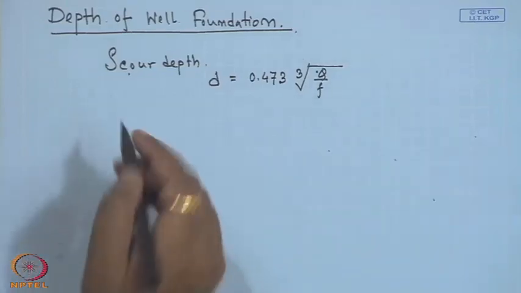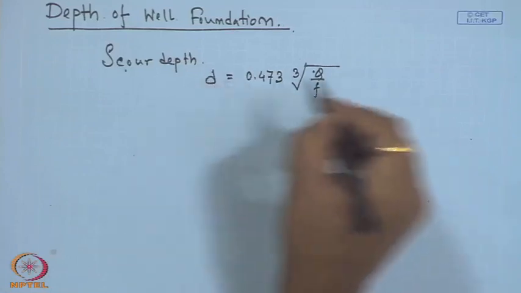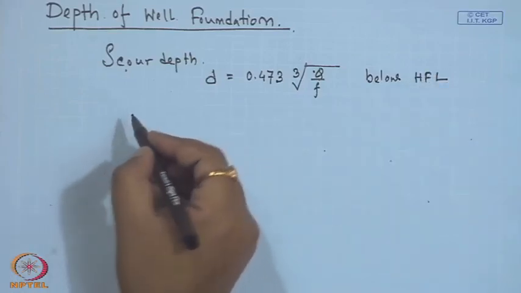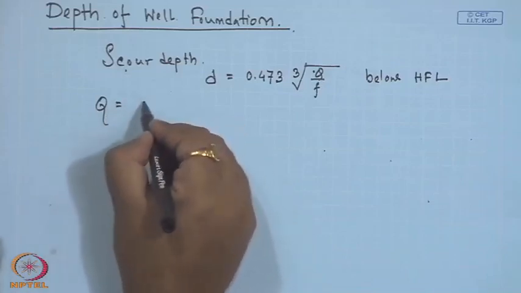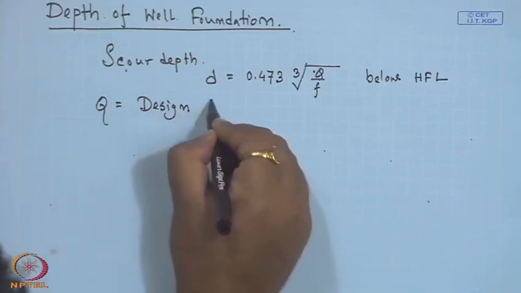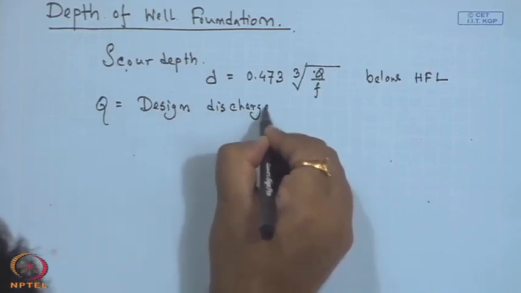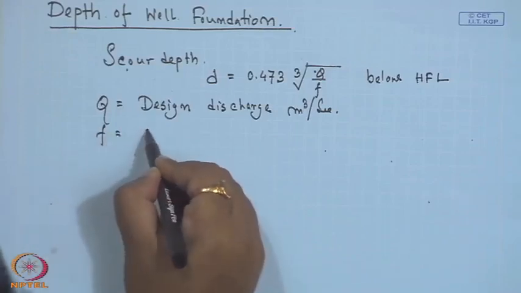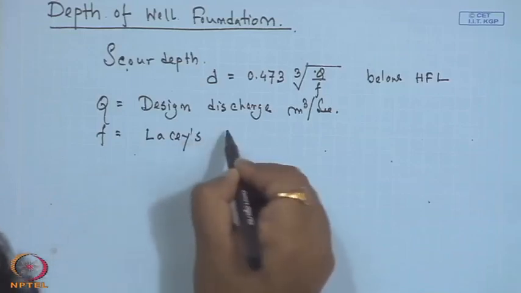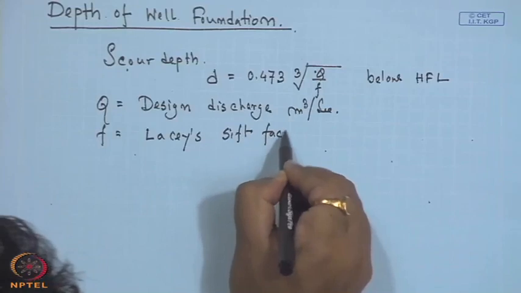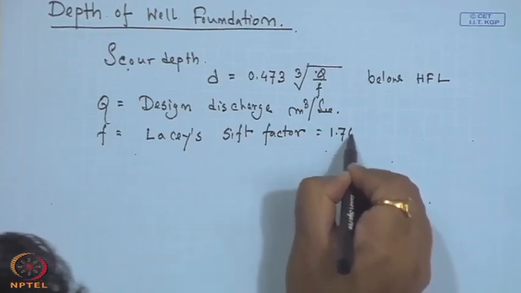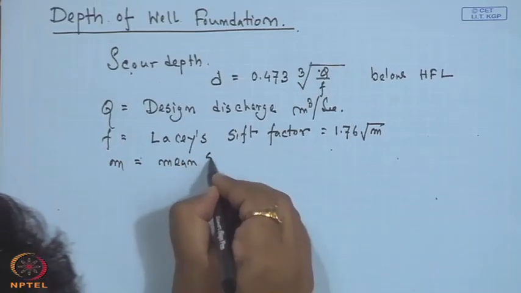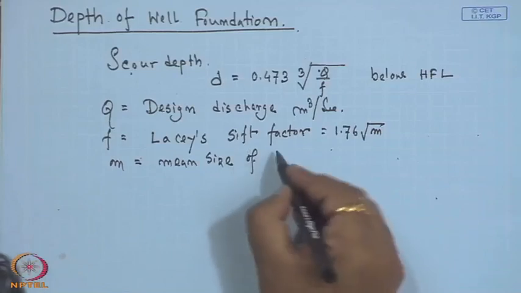0.473 ∛(Q/f). Now, where D, this cover depth, is below HFL, the high flood level. Here Q is equal to the design discharge, in meter cube per second, and f is called Lacey's silt factor, that is 1.76 √m, where m is equal to the mean size of particles in millimeter.